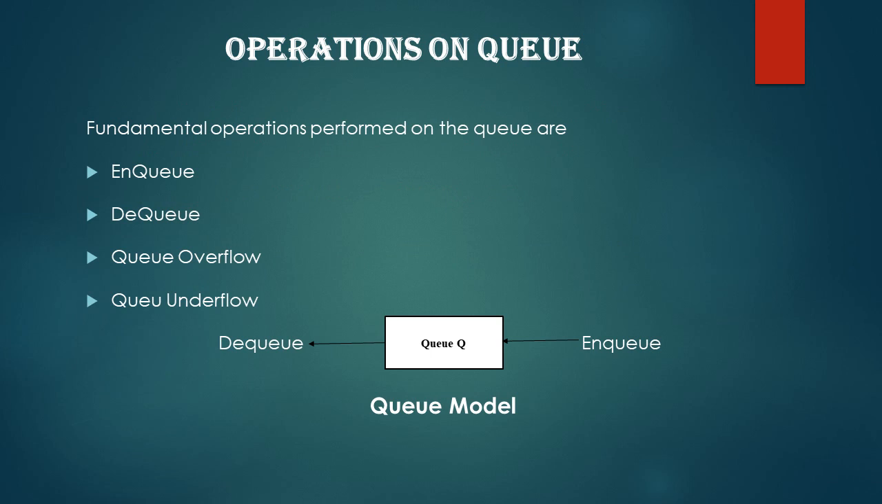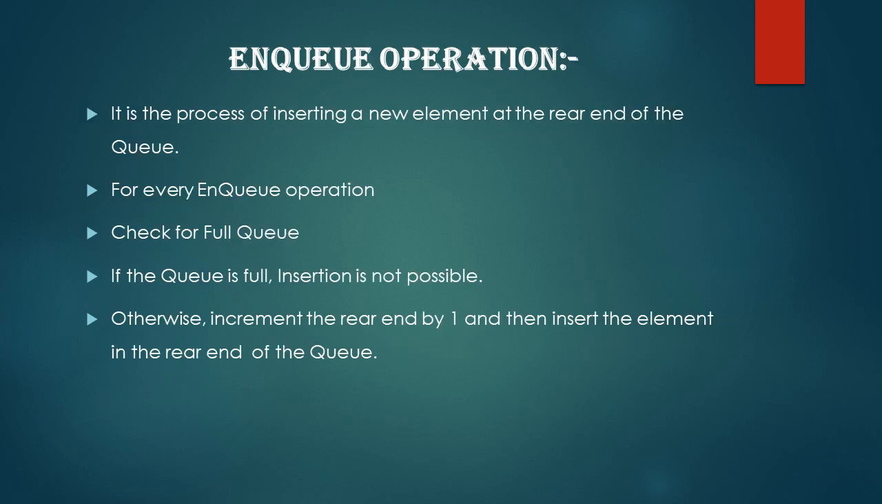Here are the operations on a queue. The fundamental operations performed on the queue are NQ, DQ, queue overflow and queue underflow. This is the queue model with NQ and DQ. NQ performs the insertion operation inside the queue and DQ performs the deletion operation.